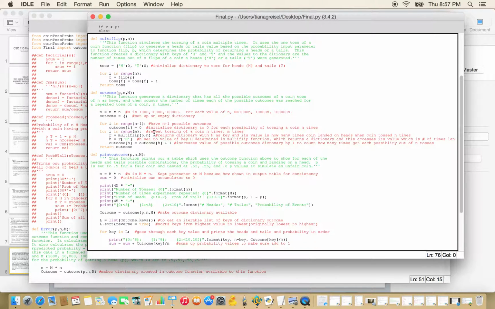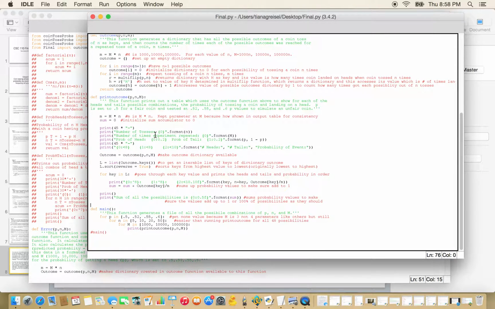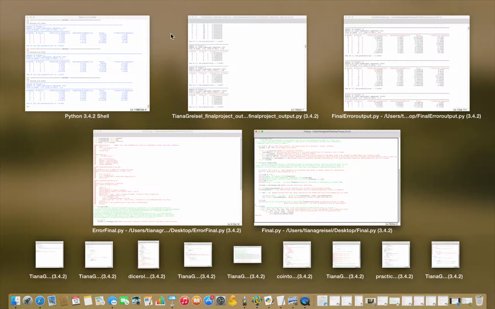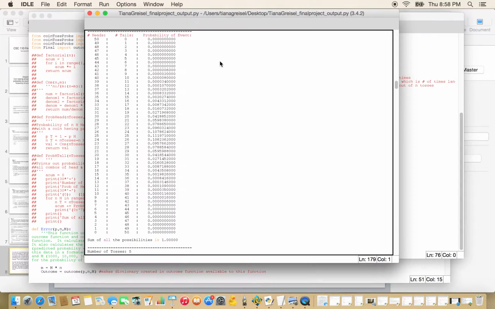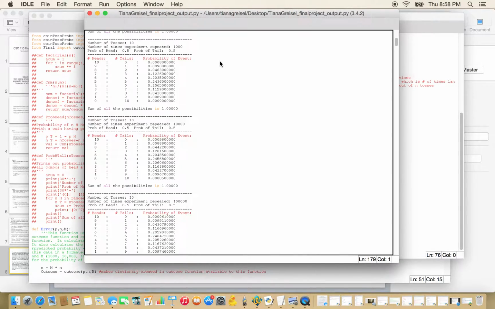And then outcome will just give me the multi-flip for repeating it m times, and it sets up a dictionary to count how many times out of those m times, out of the n times, you got heads or tails. And then this format statement here prints out the outcomes in a nicely formatted table. And the output of that you see here.